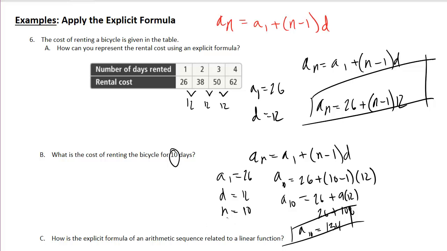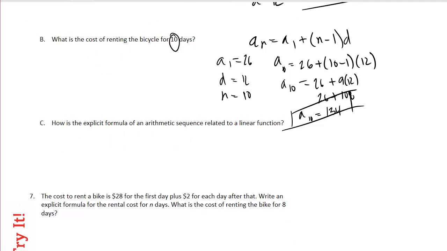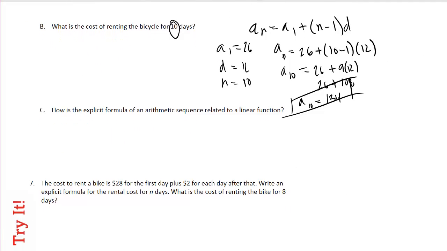Okay. How is the explicit formula of an arithmetic sequence related to a linear function? Well, take a look at how similar they are in terms of the output. So we've already talked about that common difference. Let me scroll up a little bit here. And if you think about the equation for this, we had that a sub n is equal to a sub 1. My first term was 26 plus n minus 1 times the difference of 12.